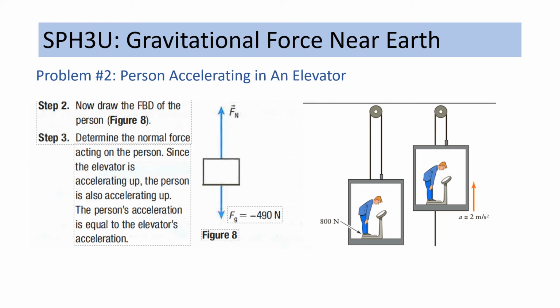Step 2, draw the FBD of the person. I've given that to you. Determine the normal force acting on the person. Since the elevator is accelerating up, the person is also accelerating up. The person's acceleration is equal to the elevator's acceleration.